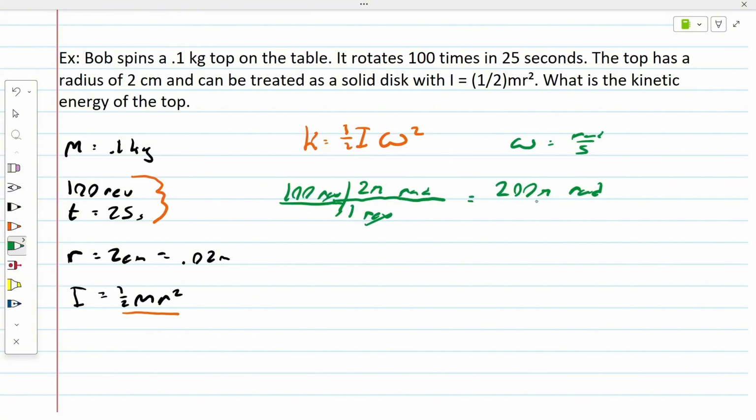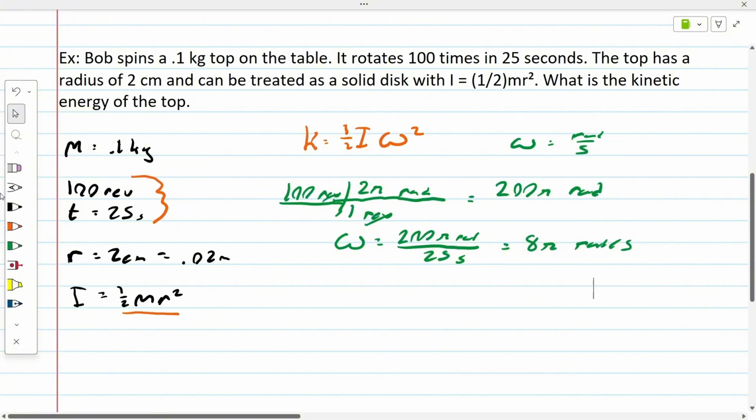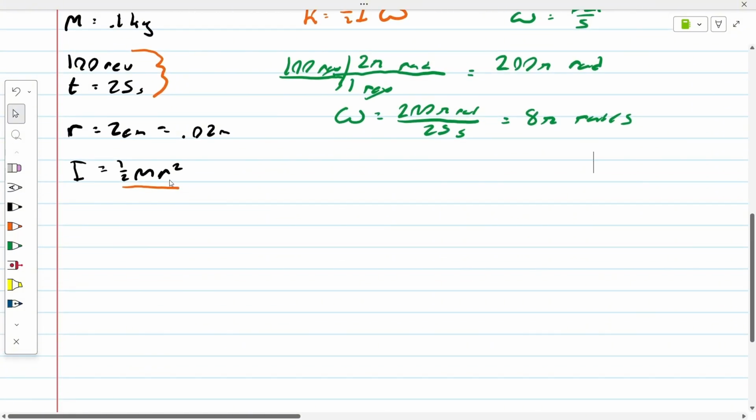Now we just need the angular velocity, which we know is radians per second, and we have the time. We can plug those values in as 200 pi radians in 25 seconds, and that equals 8 pi radians per second. Now we have all of the variables we need to solve this, so we can go ahead and plug them in.